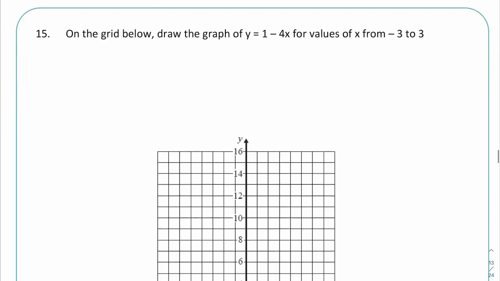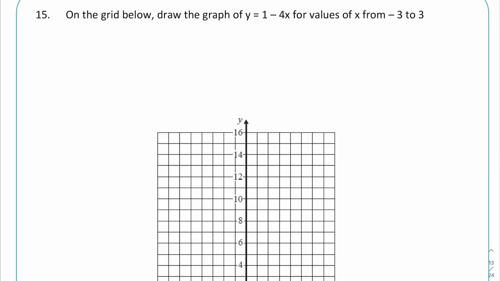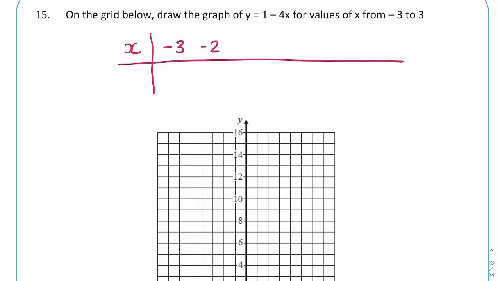So question 15. On the grid below, draw the graph of y equals 1 minus 4x for the values of x from -3 to 3. Now straight away, the first thing that stands out to me is there's a huge gap there for something. Now normally on one of these questions you'll probably recognise you'd be given a table. So we're going to use this space to actually create a table. It gives us the x values, so for x we've got -3 along to 3. So -2, -1, 0, 1, 2 and 3.